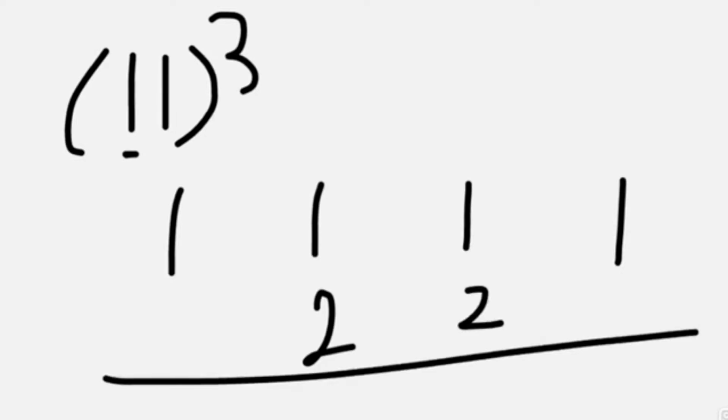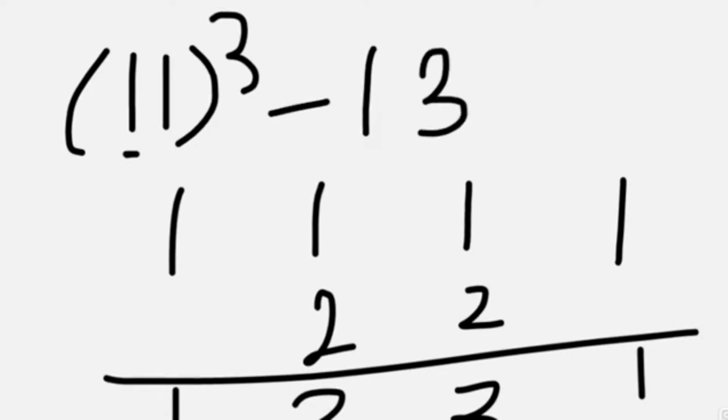Let's take 11 cube. First, 1 cube, a square b, in the sense 1, this is a and this is b. So a cube, a square b, a b square, b cube. If you double the middle part, 2, 2. If you add this, 1 3 3 1, so 11 cube is 1331.